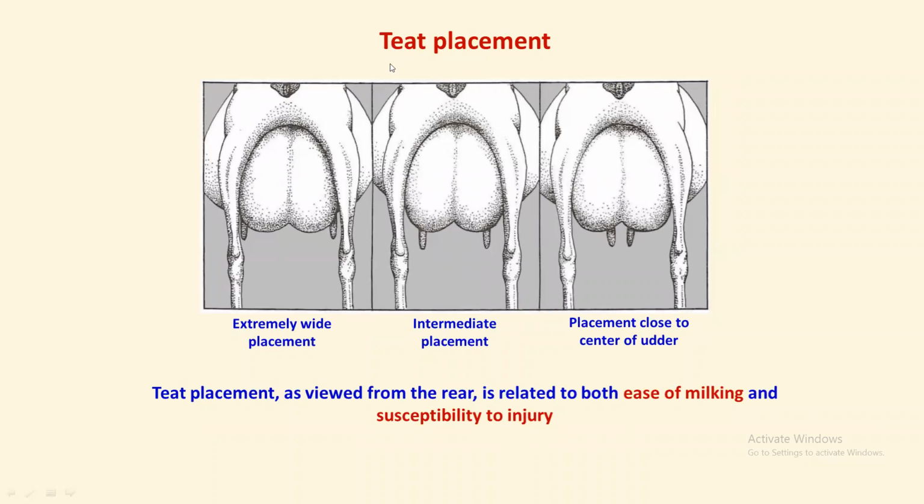Next, you see the teat placement. Teat placement should be intermediate. Here you should go with the middle picture, which is showing the intermediate placement. In the backside view, there should not be extremely wide placement of the teats, nor should your teats be very close to one another. If they're very close, there will be a chance of injury while milking. If they are far from one another, there will be a chance of injury during movement of the leg. So intermediate placement of the teats should be there.